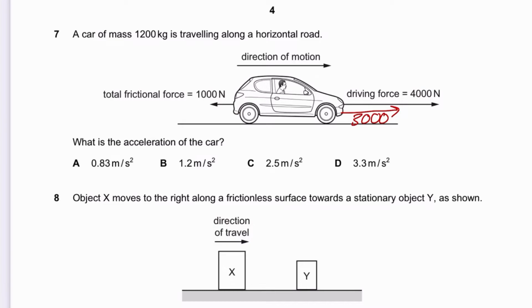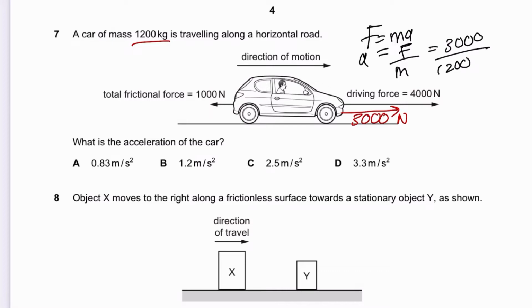Now its mass is 1,200 and its force is 3,000 newtons. What is the acceleration of the car? F is equal to ma. So acceleration will be force upon mass, which is 3,000 upon 1,200. And the answer for that is 2.5, which is C.